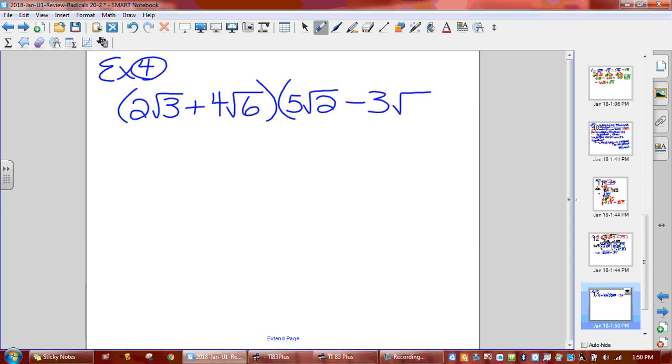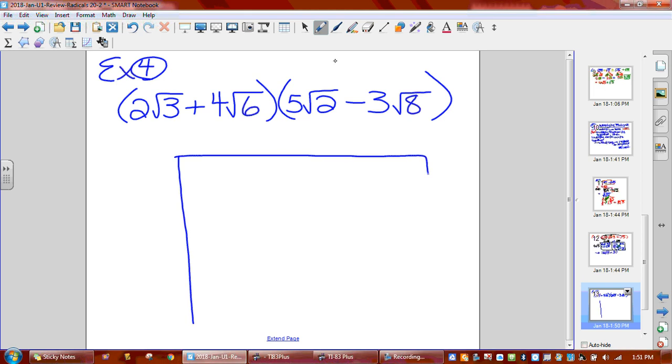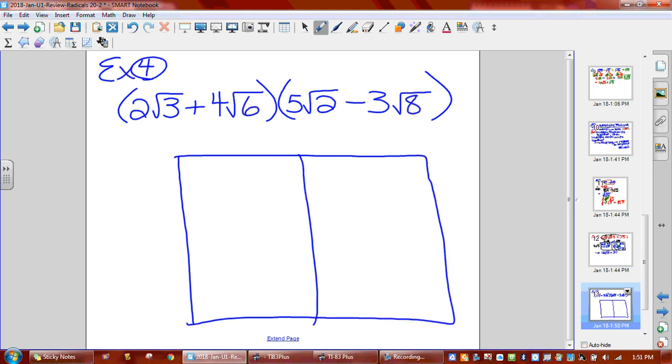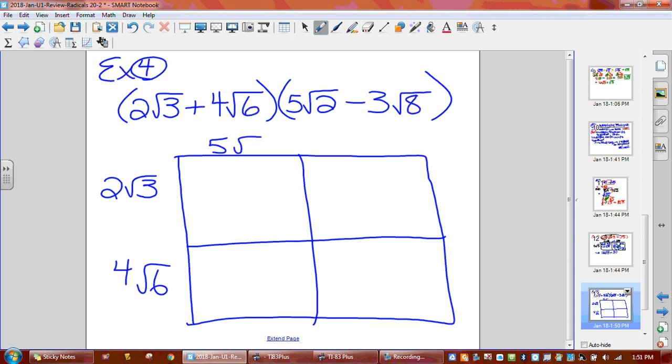So this one I'm doing in an area box. If you are a foiler, you will foil. So I have 2 root 3 and a positive 4 root 6. I have 5 root 2 here and a negative 3 root 8. We're going to simplify in the box. So first thing I'm going to do is I'm going to take my 2 times my 5, and that's going to give me 10. Then I'm going to take 3 times 2, and that's going to give me root 6. So now I get 10 root 6.